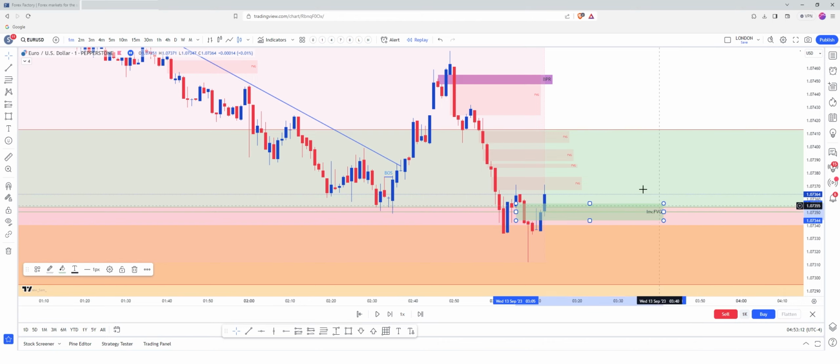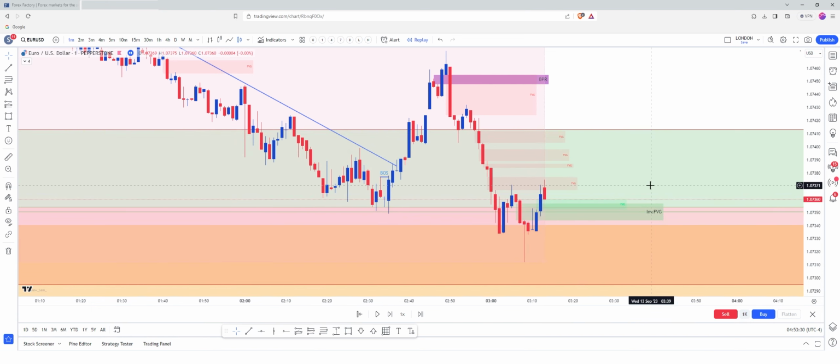I did have a comment asking what's the difference between a BPR and an inversion fair value gap. So this is an example of the difference. A BPR has two fair value gaps back to back. An inversion fair value gap is just one fair value gap on one side. It doesn't have to leave a fair value gap on the other side. This actually does, so there's a small BPR there.